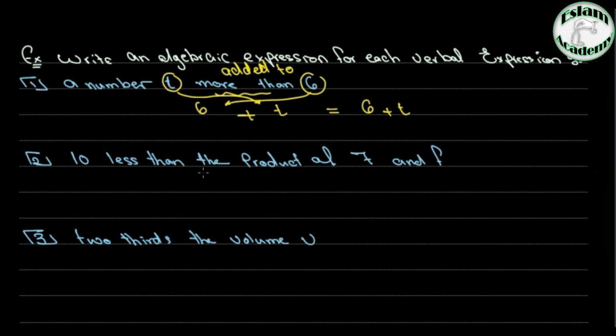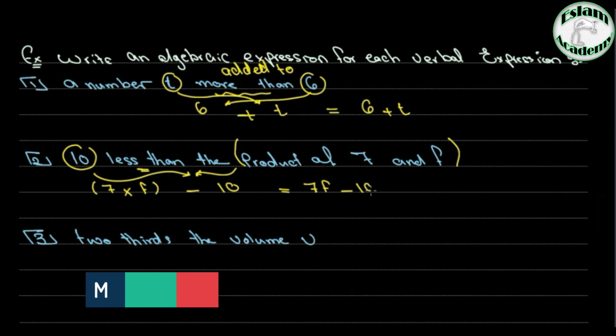For the second one, 10 less than the product of 7 and f. The first part of this question we have less than, which is minus. As we said in number 1, the expression before more than or less than will be written after the sign. So we write 10 after the minus sign. Before the minus sign we have the product of 7 and f. It means we have an operation before the minus sign, and this operation is multiplication, so we write 7 and f. The final answer for this expression will be 7f minus 10.